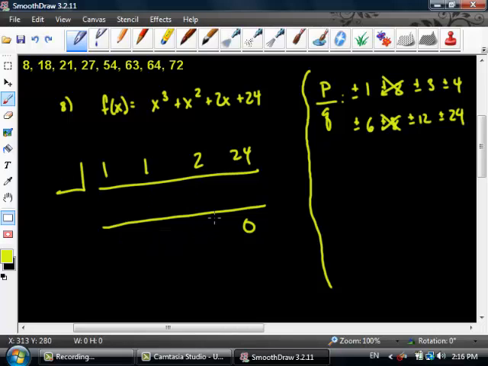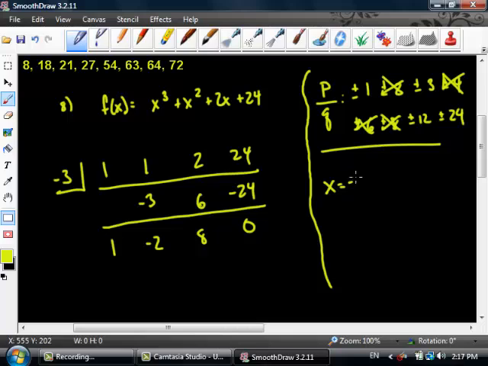Kaylin, what do you think? Negative 4, let's cross that out, negative 4. So 1, negative 4, negative 3, 12, 14, nope. Kate, what do you think? Negative 3. 1, negative 3, negative 2, 6, 8, negative 24. It works. Now, once we figure out one that works, we write down x equals negative 3.